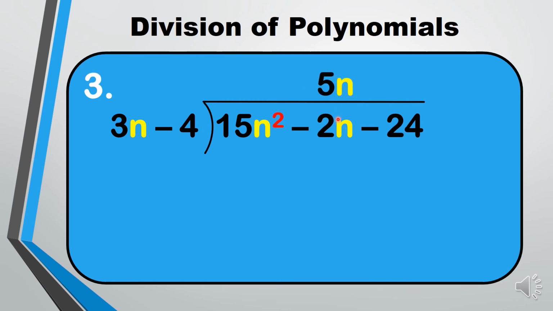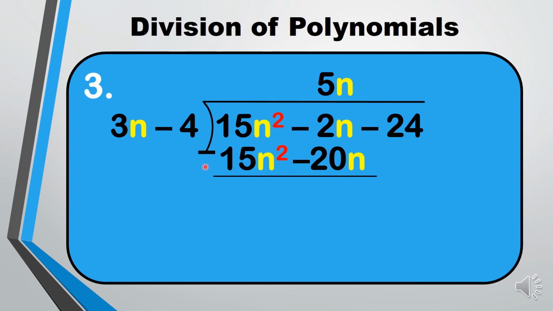Ang susunod nating gagawin ay i-multiply naman natin si 5n kay 3n minus 4. At ifa-follow lang natin ang rule sa multiplication of polynomials. 5 times 3 is 15, at i-add natin ang mga exponents ni variable n. And let's multiply 5n to negative 4. And our answer will be 15n squared minus 20n.